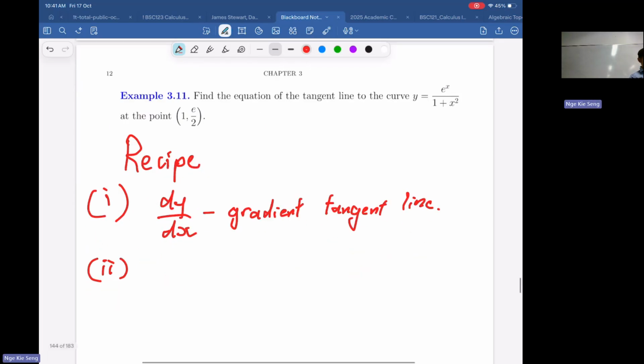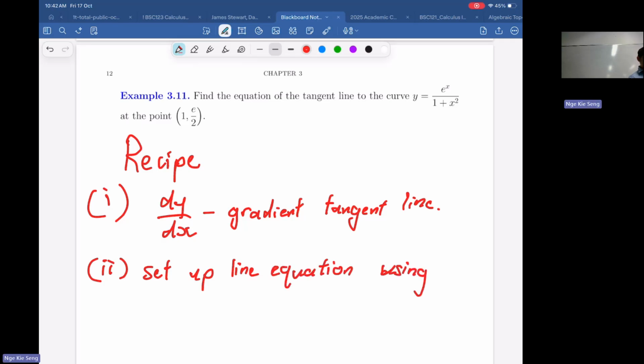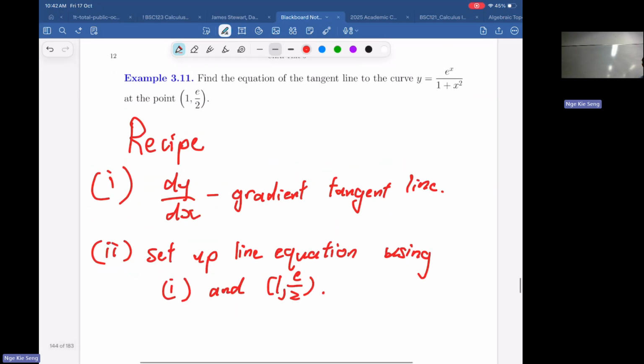So basically what you do is you find the line equation. So set up the line equation using the gradient and your point. Right. Okay. Make sense? Try and do this yourself.